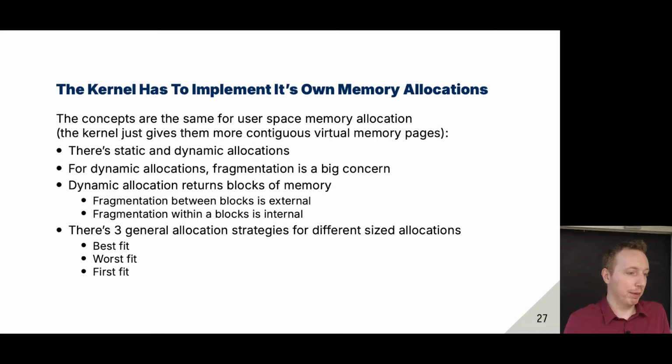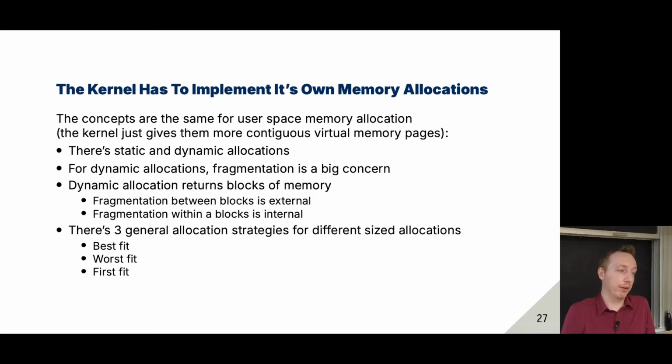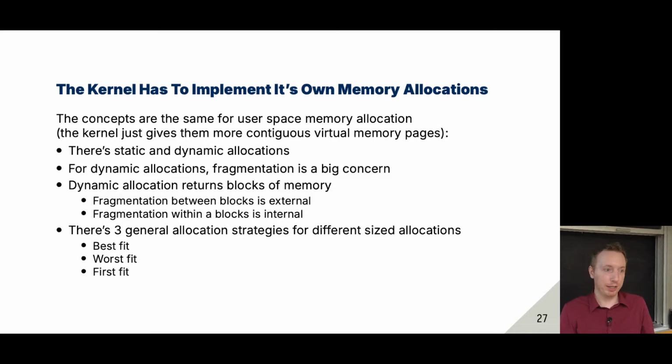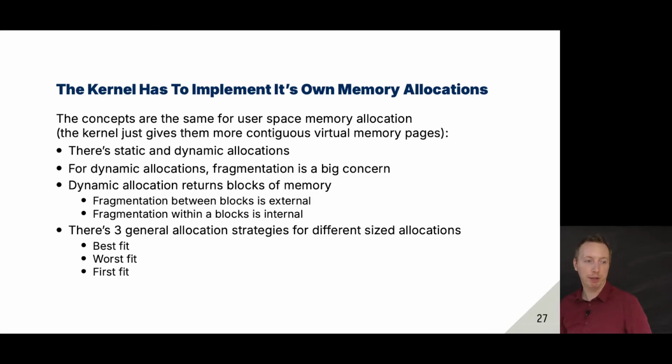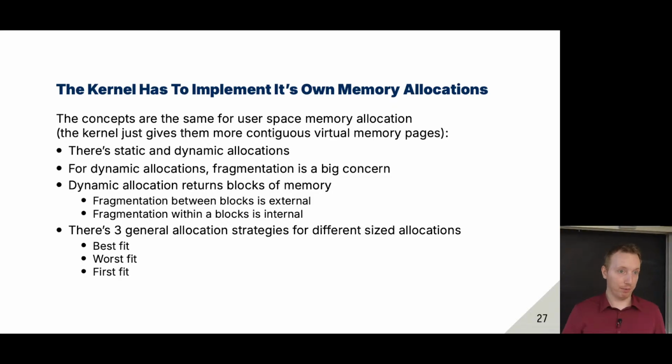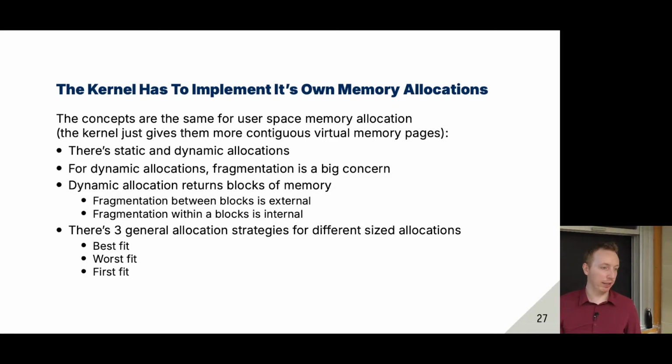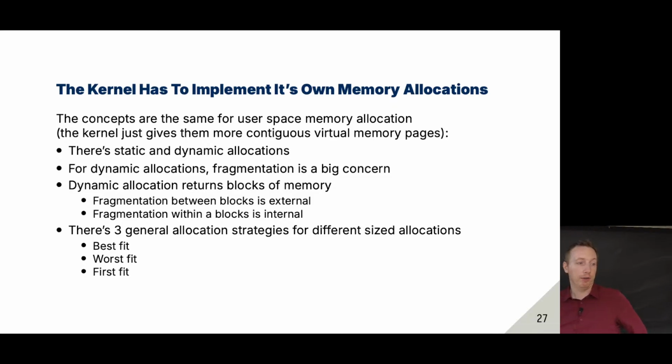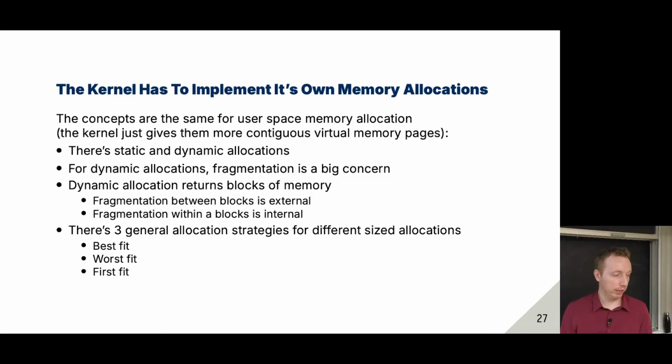Then we briefly talked about memory allocations. So the kernel doesn't have malloc or anything like that, so it has to implement its own. If you wanted to implement your own memory allocations, so aka any dynamic memory allocations, you have to be concerned with fragmentation. So fragmentation between allocations or blocks is called external. Fragmentation within a block is called internal.